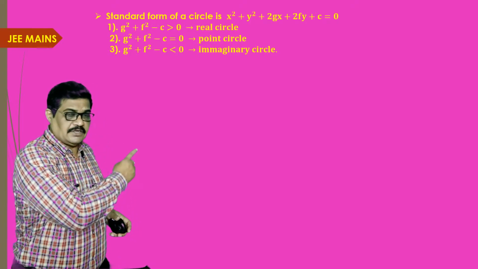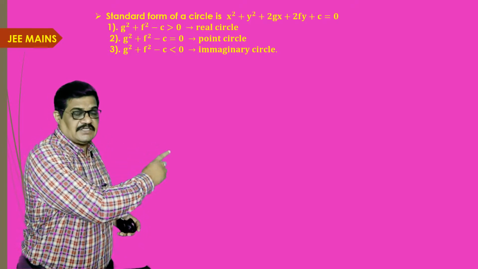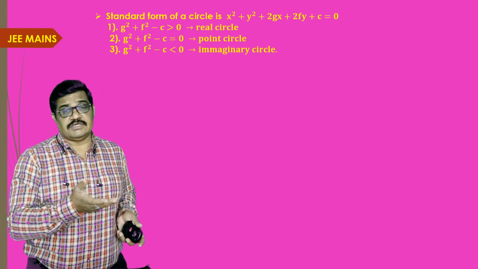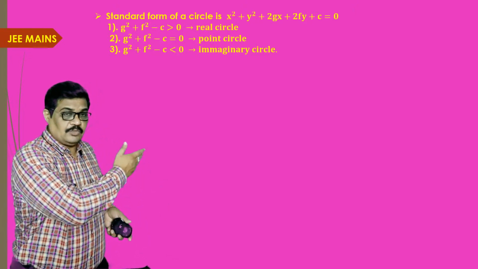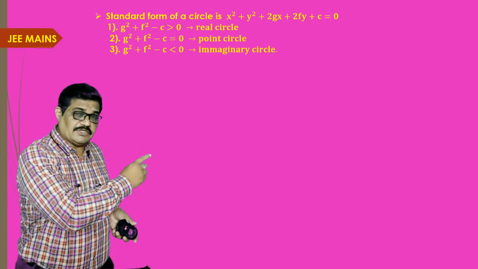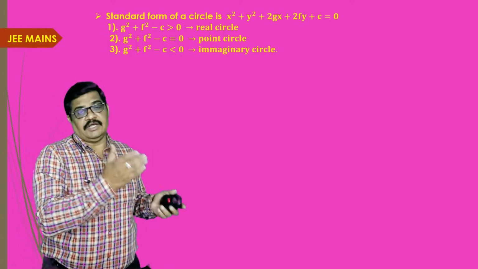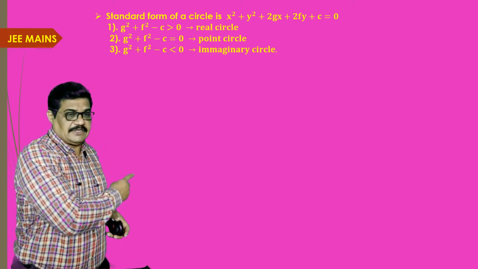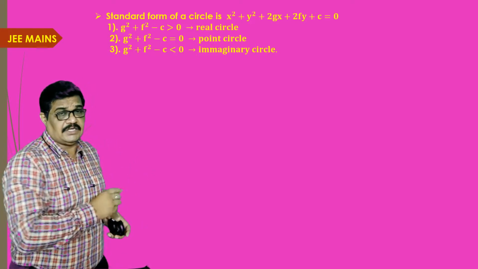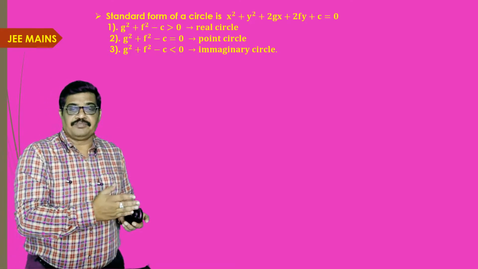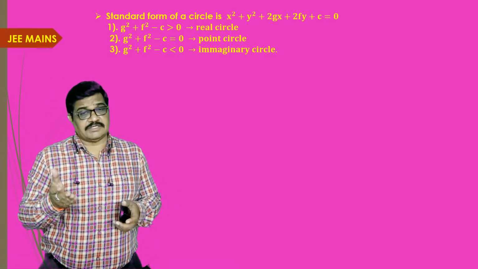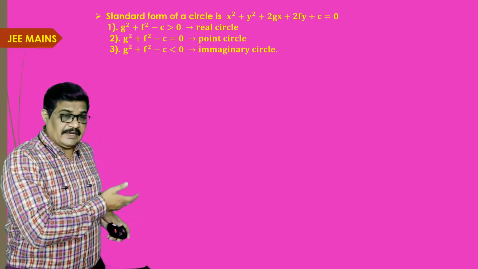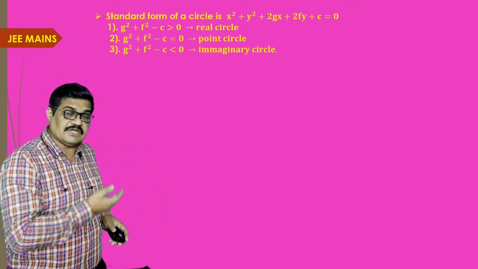The next case is if g square plus f square minus c is equal to 0, then the radius becomes 0. So this circle is called a point circle. When g square plus f square minus c is equal to 0, that equation represents a point circle. Next case is g square plus f square minus c is less than 0. That is, for radius r we are getting an imaginary value. Then in that case the circle is called an imaginary circle.